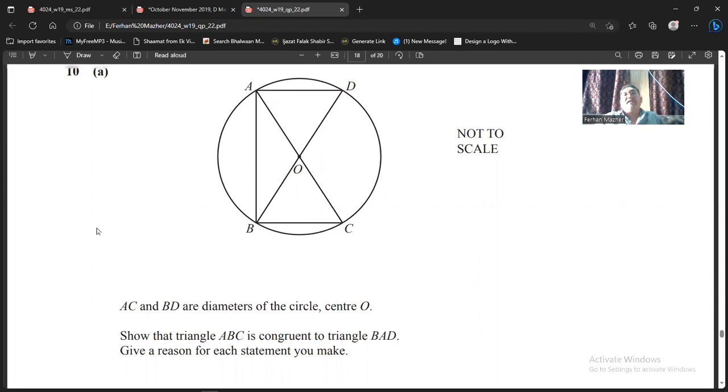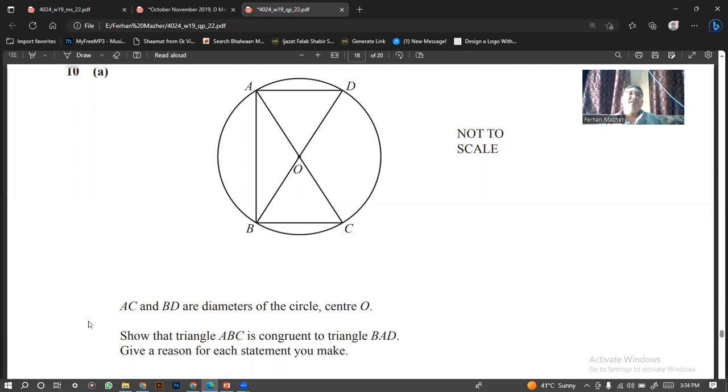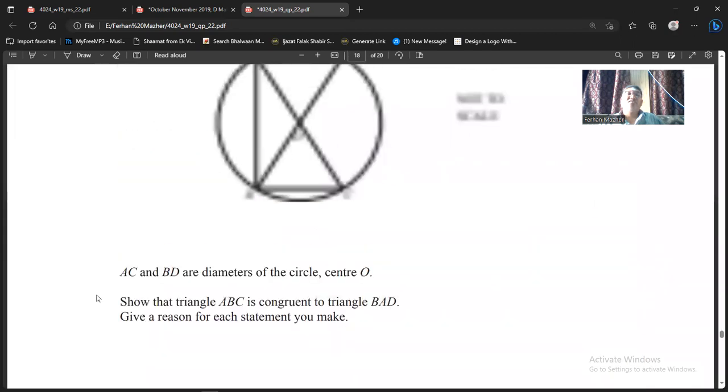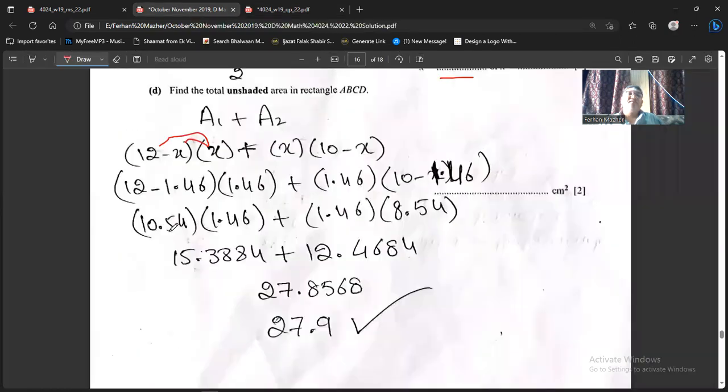Show that the triangle ABC is congruent to the triangle BAD. They are talking about this triangle. So we have to prove that these triangles are congruent to each other. Give a reason for each statement you make. Okay, it's a 3 marks question. Okay. Very simple.